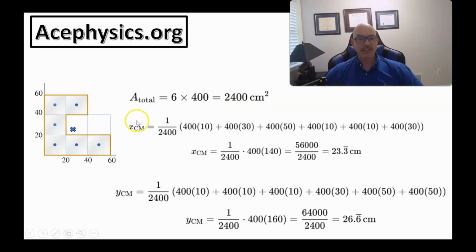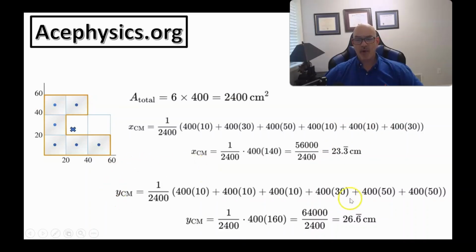To find the x position of the center of mass, I take 1 over the total area, and I multiply A1 times its x position, which is 10, plus A2, which is 400, times its x position, which is 30, plus A3, they all have the same area, times its x position of 50, plus A4 times its x position of 10, plus A5 times its x position of 10, plus A6 times its x position of 30, and that gives me an x center of mass of 23.3 centimeters.